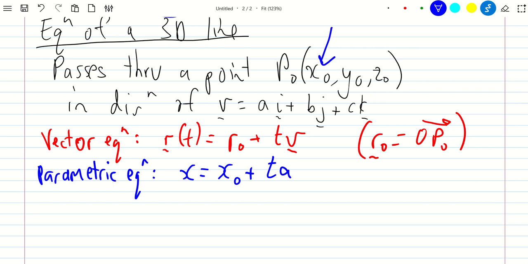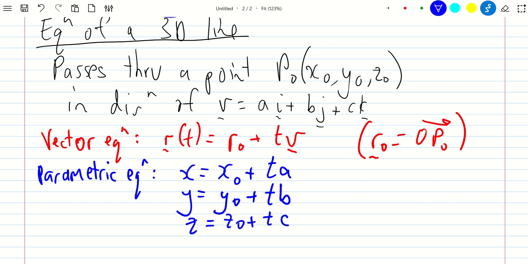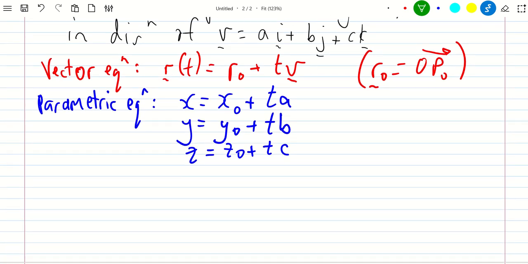So it's starting at that point. The x values start at that point, and for every t, it increases by the a, whatever the number is in front of i. So that's how x is increasing. And y and z increase in a similar fashion. So that's just y0 plus t lots of b, and z is equal to z0 plus t lots of c. And so that's what it looks like in parametric form. Again, once I start doing an example, it'll make a lot more sense.